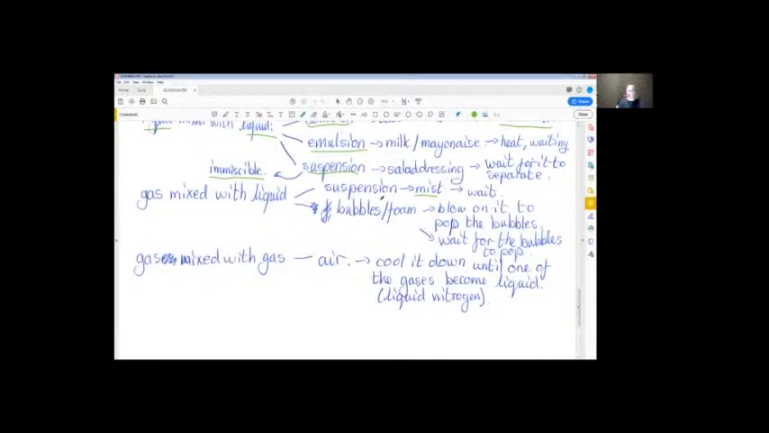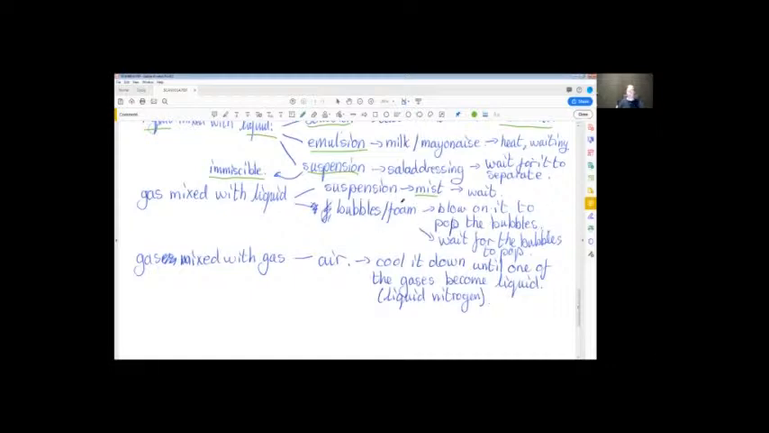The other kind is bubbles or foam. So this would be a gas trapped inside a film of liquid. So here we could maybe blow on it to pop the bubbles, because carbon dioxide tends to pop bubbles. You could literally just wait until the bubbles pop by themselves to separate out the liquid and the gas mixture.